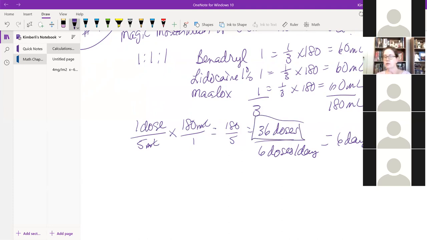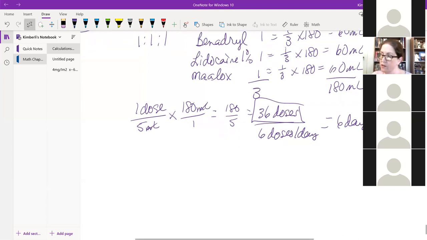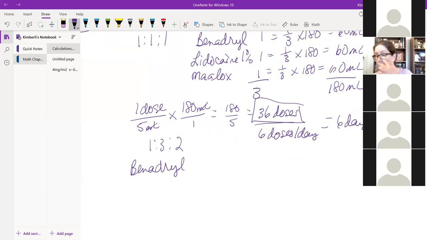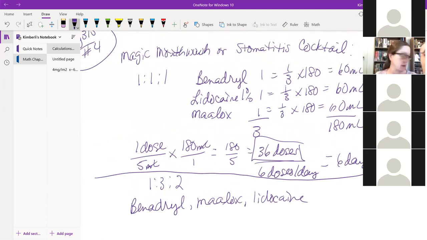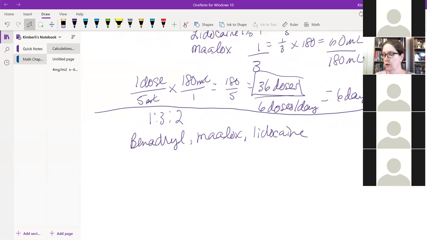Okay, so let's look at this problem again, because a lot of times we get prescriptions, especially prescriptions that were written years and years ago. We're talking like in the 1920s and 30s, where this might say one component, we'll call it Benadryl. And let's say that they're doing 1 to 3 to 2 of Benadryl, Maalox, and lidocaine. Let me just make sure we don't mix this up. So you see I've written it Benadryl, Maalox, and lidocaine, not Benadryl, lidocaine, and Maalox, right? So let's look at the Benadryl.